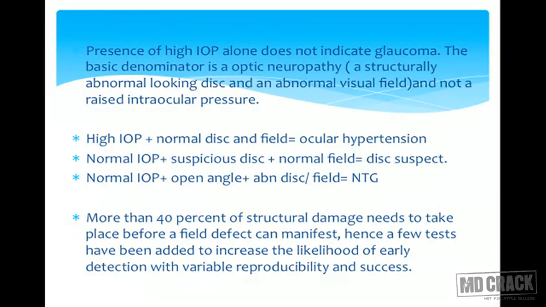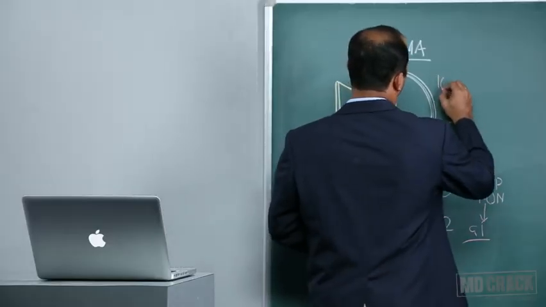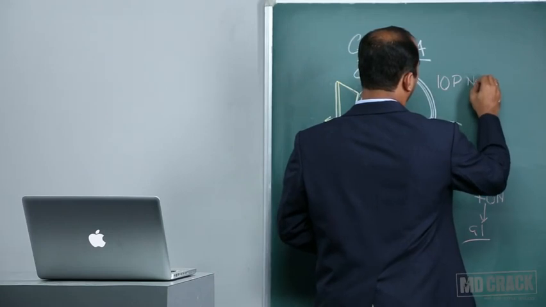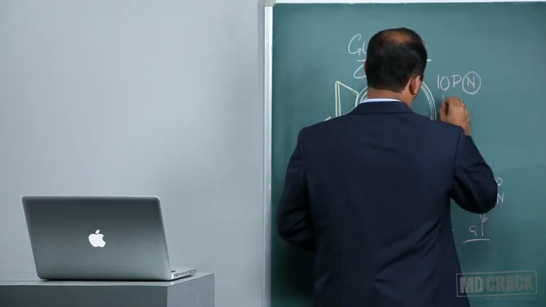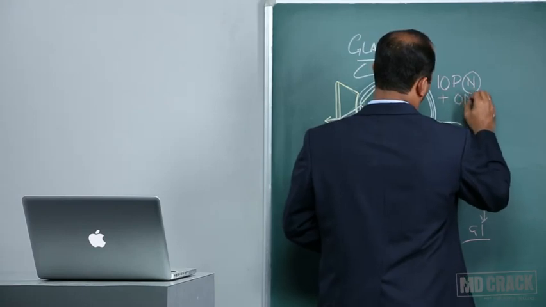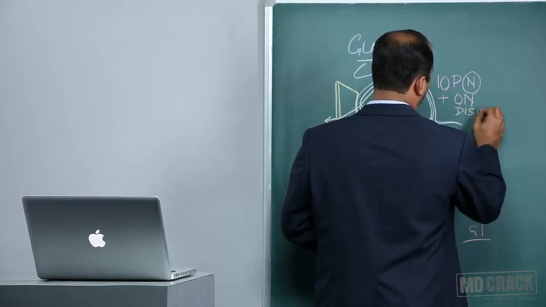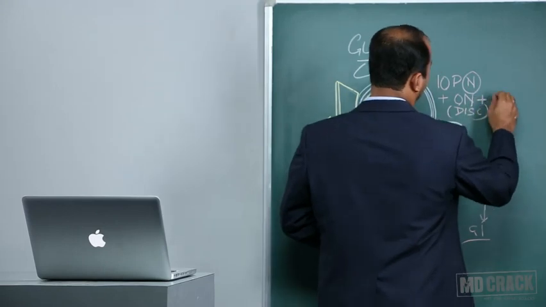Normal levels of intraocular pressure in some cases, along with a suspicious disc with a normal visual field, is labeled as a disc suspect. Normal intraocular pressure, open angle on gonioscopy, which is the test which we described for seeing the angle, with an abnormal disc and a field that correlates to the optic disc, can be seen in normal tension glaucoma. That is, if we have an IOP or intraocular pressure reading that is normal at all times in the day, with associated optic nerve problems, that is the disc changes, along with visual field changes.